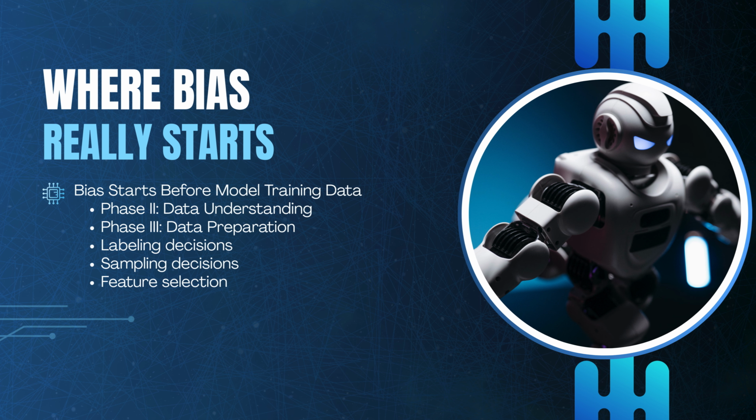Bias usually begins long before model training. It starts in phase 2, data understanding, when teams decide which data to collect, which data to ignore, and how representative that data really is. It continues in phase 3, data preparation, during labeling decisions, sampling strategies, and feature selection. If certain groups are underrepresented, if labels reflect human prejudice, or if sampling excludes critical segments, the model will learn those distortions. Bias is not created by the code, it is learned from the data.